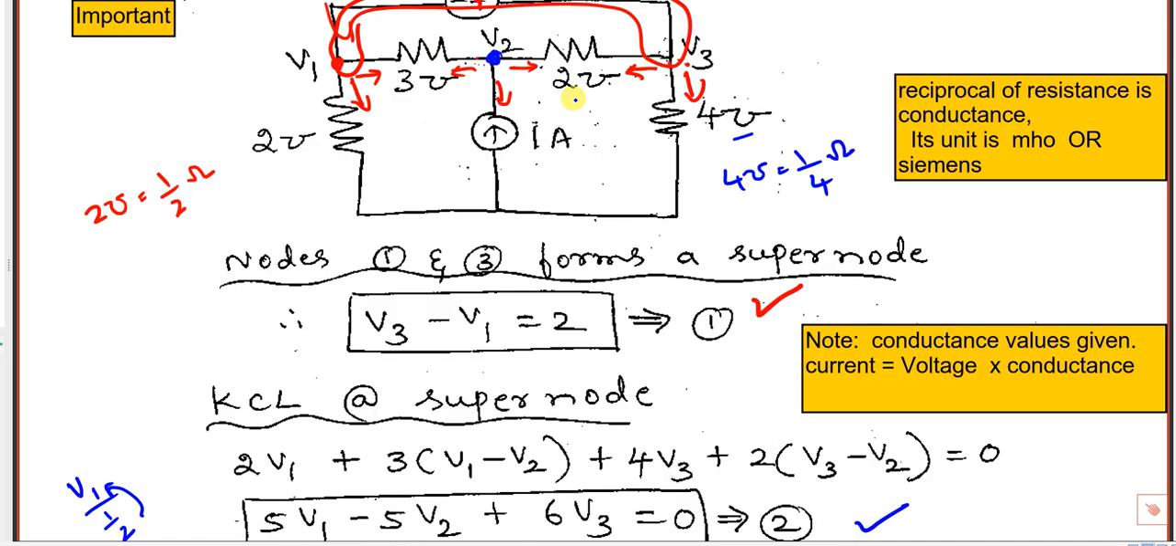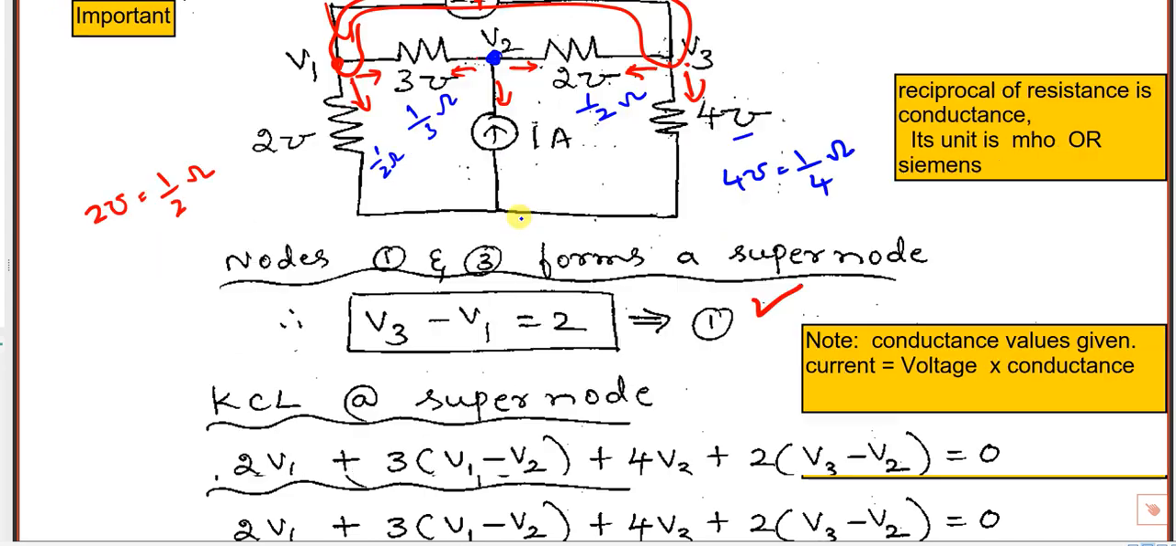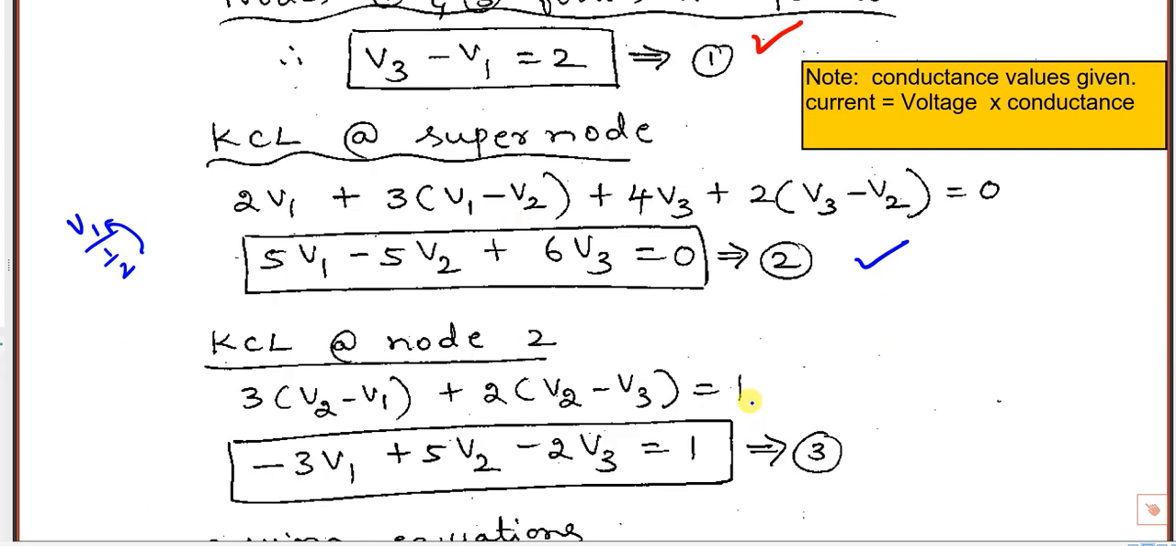So better you write it like this: 1 by 2 ohms, 1 by 3 ohms, 1 by 2 ohms, 1 by 4 ohms, like that. Then you will not get any confusion. And this is minus, this is down, but the current is going opposite now. So it is minus 1 amp. If you bring it to the right side, it becomes plus 1. I'll write it here neatly.